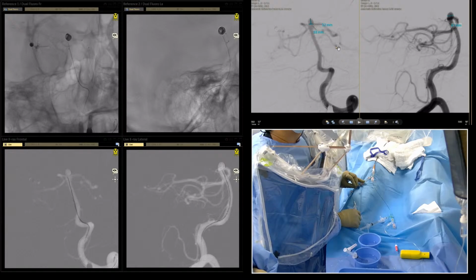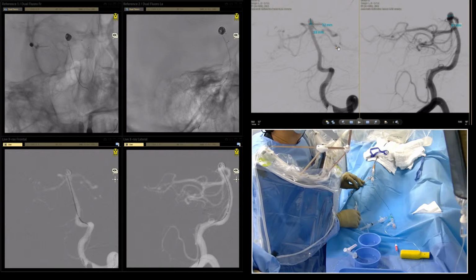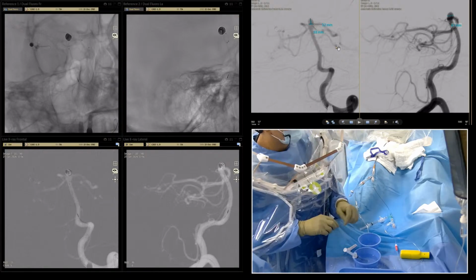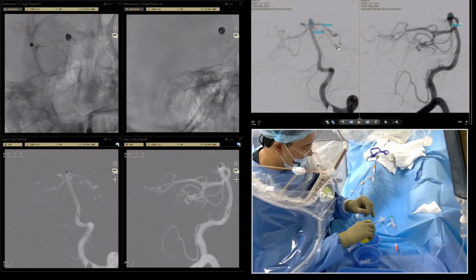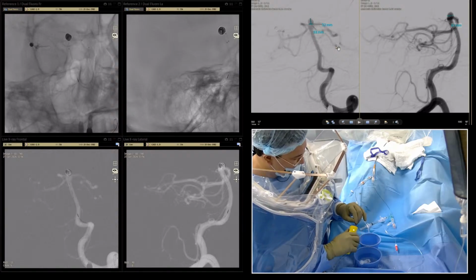I'm taking back the microcatheter because of the coil resistance. Now it's going. Yes, now it's going. Let's take this one. Yes, now it's working.